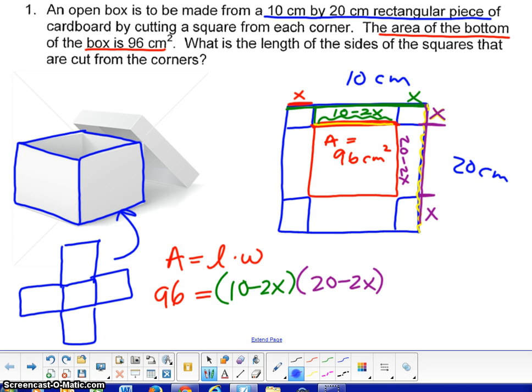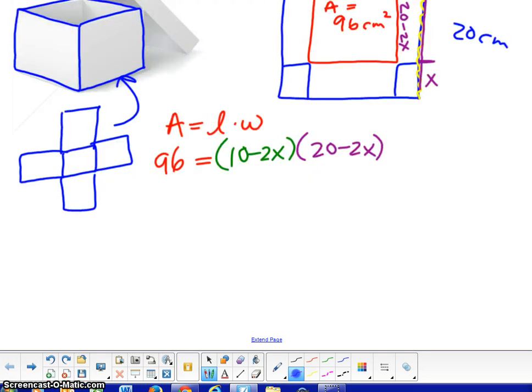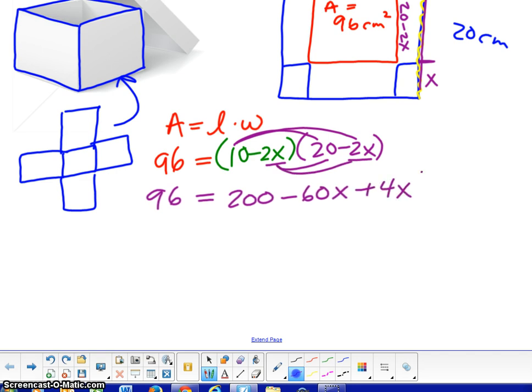Okay, so now you can see it is lending itself to a quadratic equation, because if we multiply these two values together, we're going to get something squared. Okay, FOIL, and you end up with 200, and then the inside and outsides give you a negative 60x, and the last terms are a positive 4x squared. And after setting everything to 0, which is very important, you end up with 4x squared minus 60x plus 104.